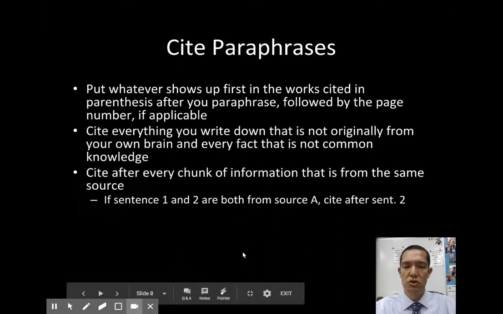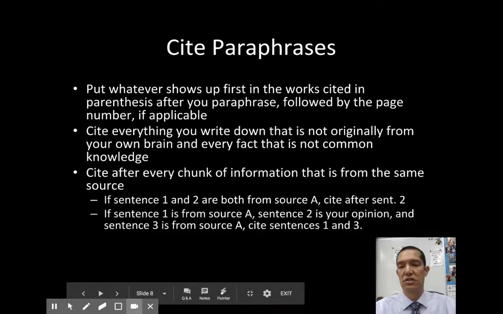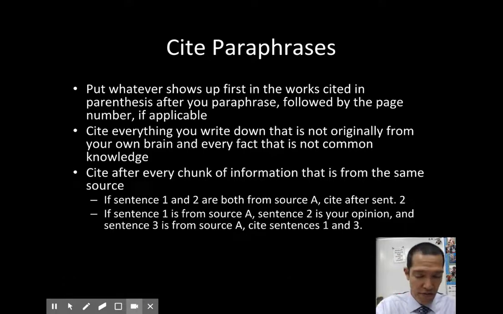So if sentence 1 or 2 is from source A, then cite after sentence 2. If sentence 1 and 3 are from source A, but there's a sentence in the middle that's your own opinion, then you have to source both, because that tells me that the sentence is from source A, the sentence is source A, but there's a sentence in the middle that's from somewhere else. Okay.